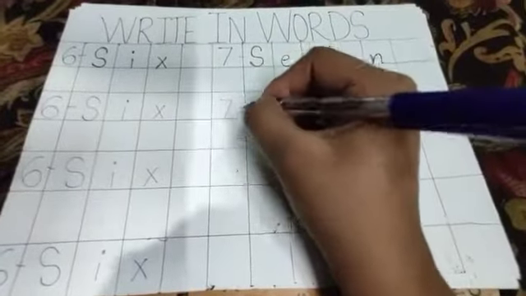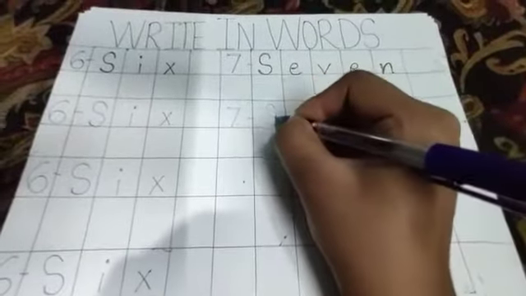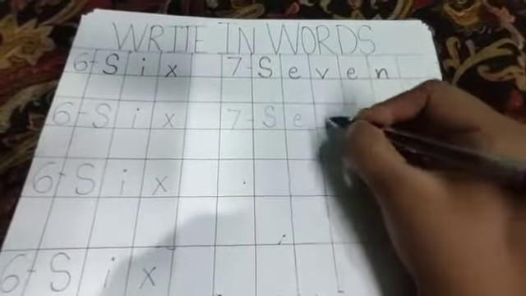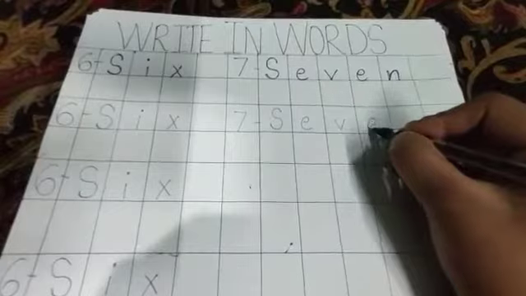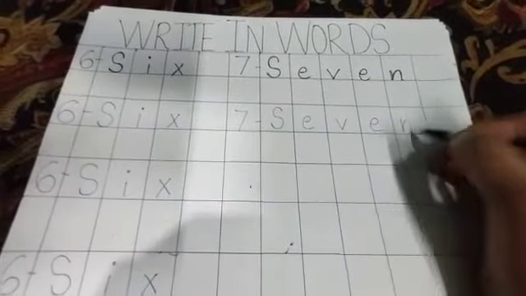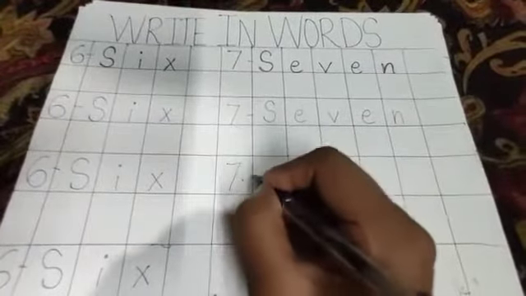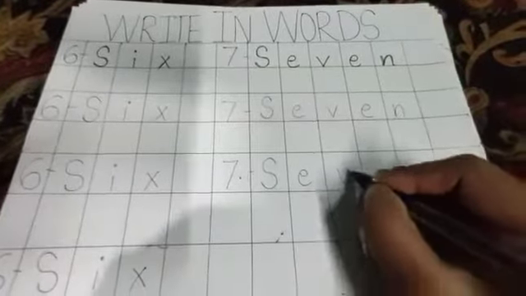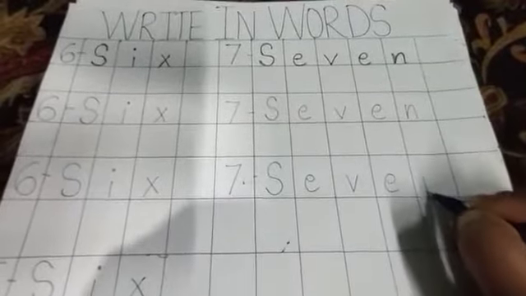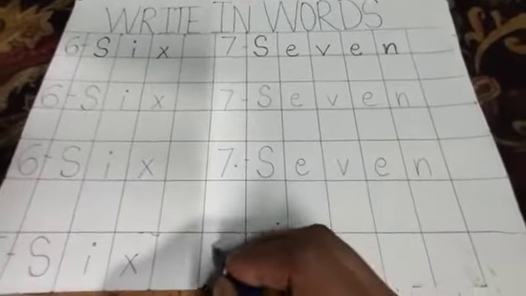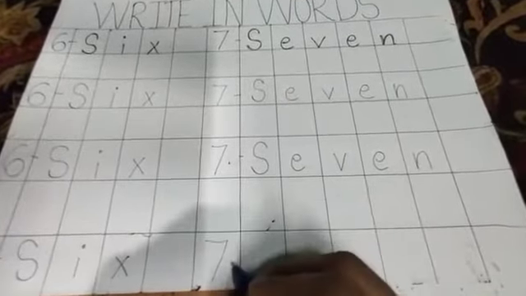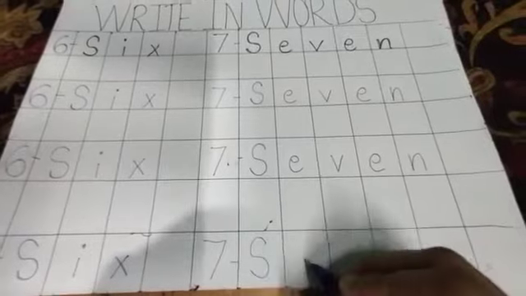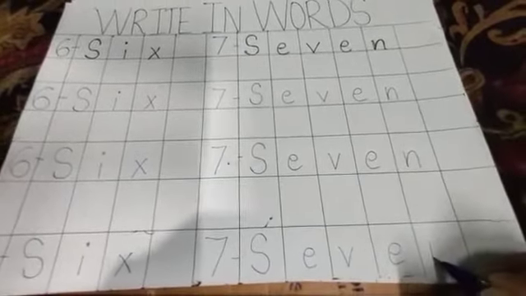7, first you have to write in number, then S E V E N, 7, like this only. S E V E N, 7. Now this, S E V E N, 7.